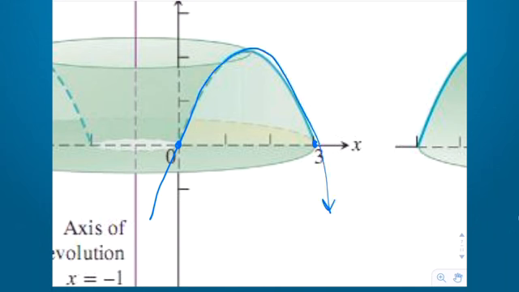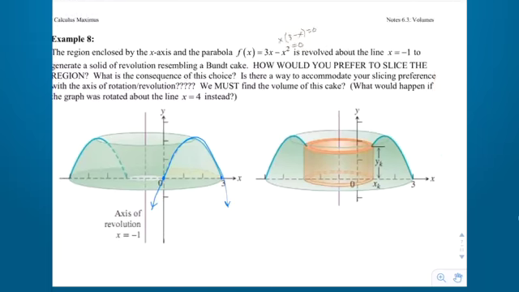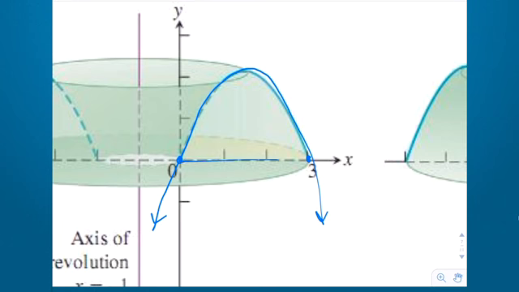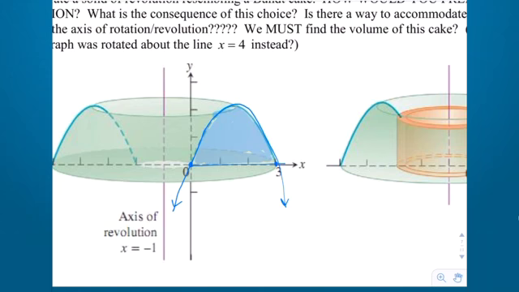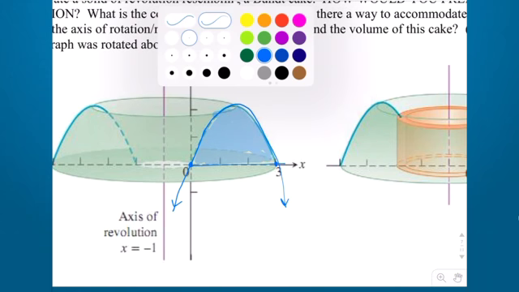So there's the graph. The region, though, is bounded by the x-axis and that parabola. So the region itself is this right here. It's telling us to take that region and revolve it around the vertical line x equals -1. So that's the axis of rotation or revolution.